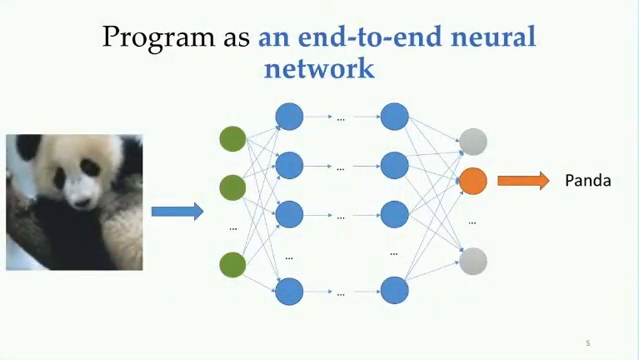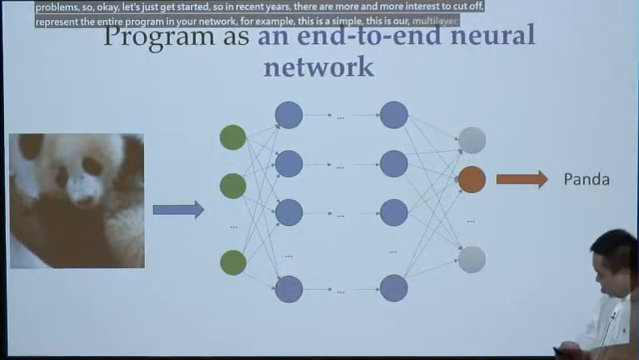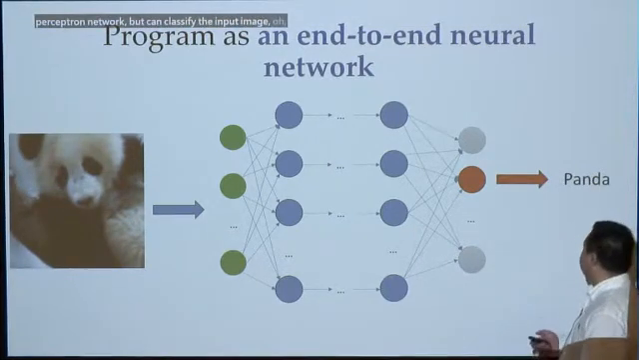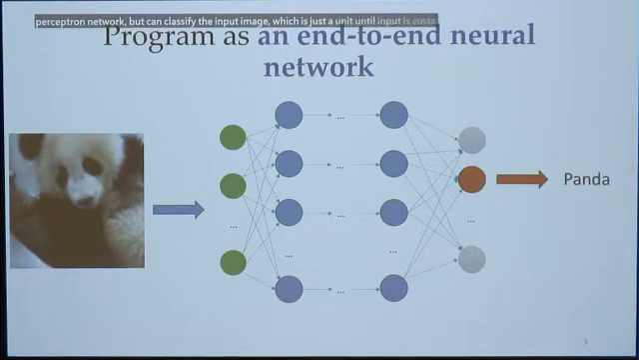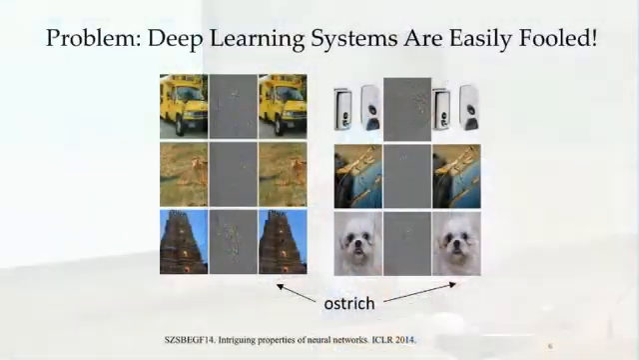So in recent years, there is more and more interest to represent the entire program as an end-to-end neural network. For example, this is a multi-layer perceptron network that can classify the input image into its class. So this task is called image classification. And it has achieved a huge amount of success in recent years. And actually, some latest architectures have been able to surpass humans' capability in this task. However, the existence of so-called adversarial examples will hinder such applications.